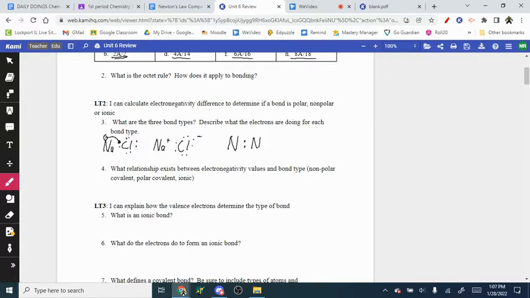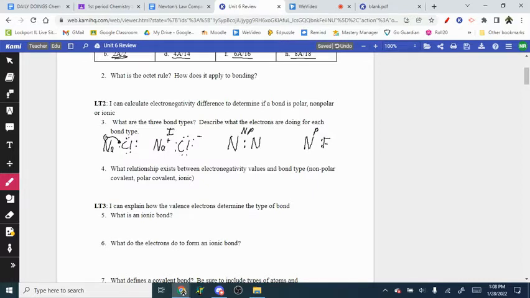Now, if we have a bond between 2 different atoms, so for example, we'll say nitrogen and chlorine. I changed my mind, nitrogen and fluorine, I like that better. So we have a bond between nitrogen and fluorine, okay? Fluorine has a higher electronegativity, so the electrons are still going to be being shared, but the electrons are being pulled more towards the fluorine than the nitrogen, because it has a higher electronegativity. So that is a polar bond. So again, this is ionic, this is nonpolar, and this is polar.